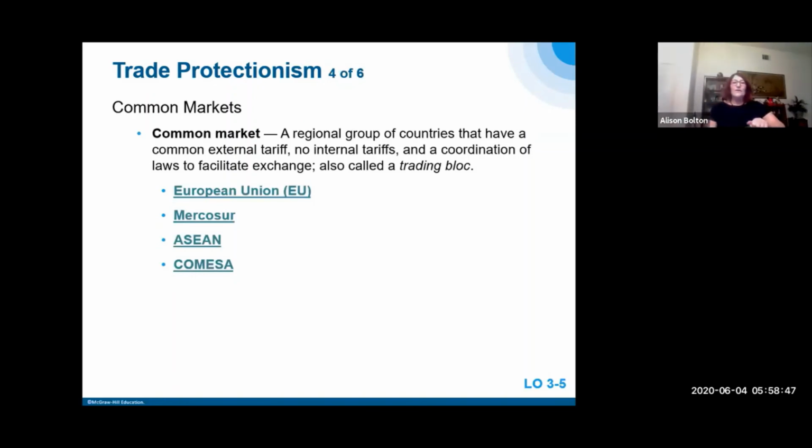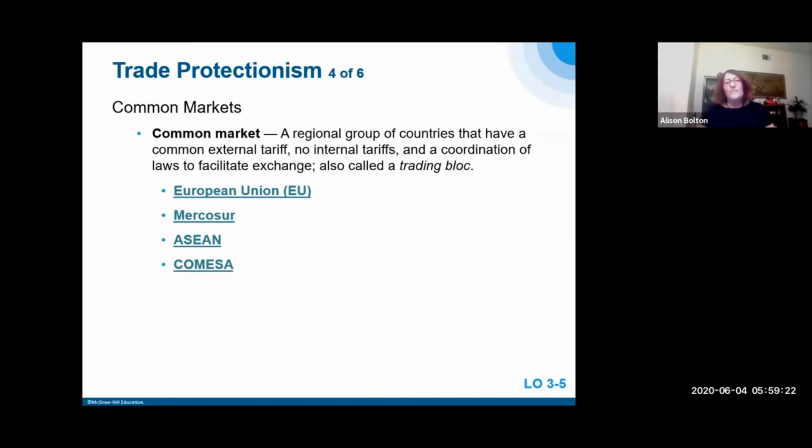All right, so here we are, the common market. And that is countries that are broken down into what's called trading blocks. So you have the European Union, the EU, Mercosur, and I'll just spell it out. It's ASEAN, and then COMESA. And each one involves countries within regions. And let's take a look.